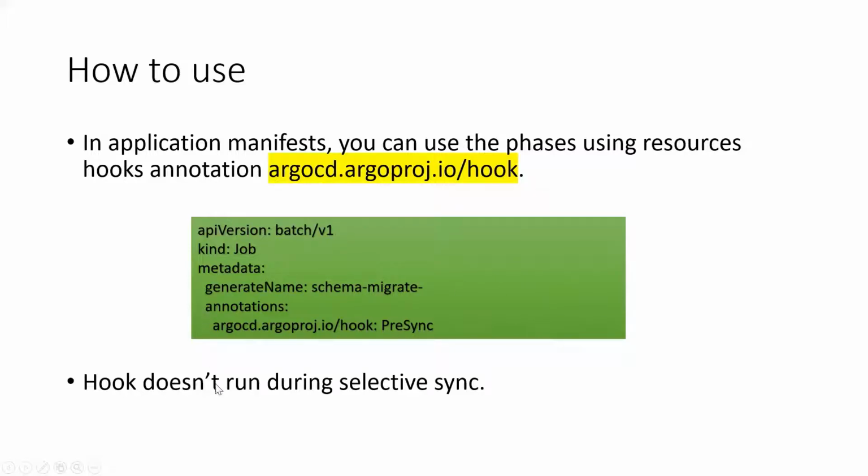Please note, hooks don't run during selective syncs. Why? Because selective syncs are mainly made for particular manifests, right? Let's assume that only 4 or 5 manifests need to be run together. That time it's useful. So in that case, obviously there is no use case for hooks.